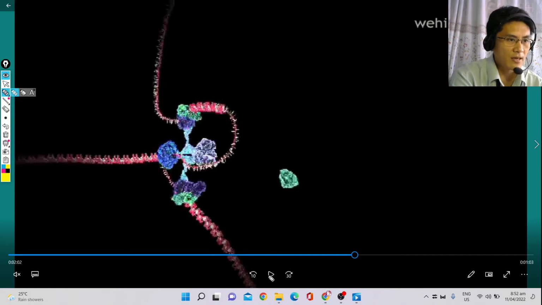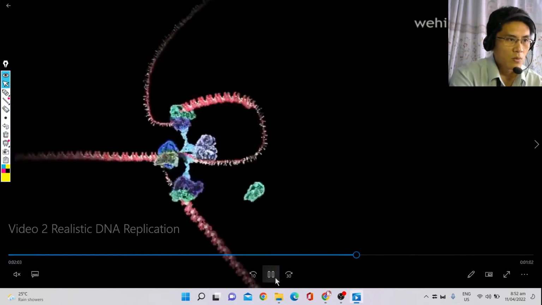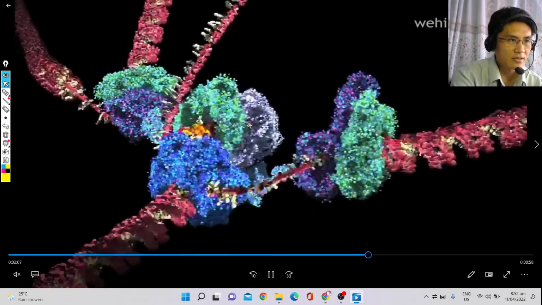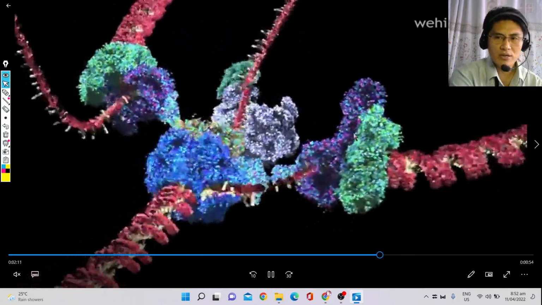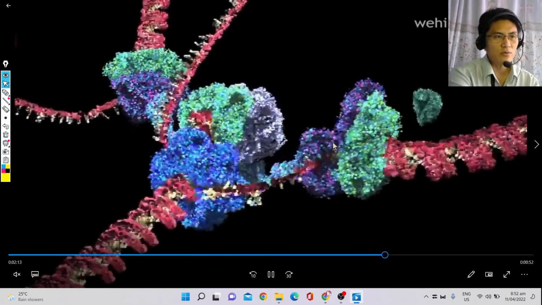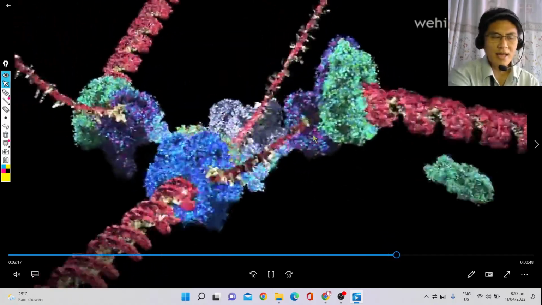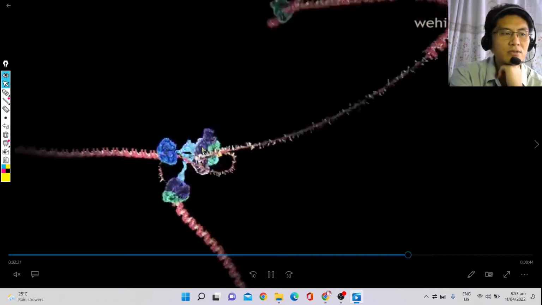If I play, sorry, I need to choose cursor. If I play, while the helicase is splitting the two strands, the DNA polymerases are working. The exonucleases are also working. The ligases are also working. The primases are also working. So it really happens very, very fast. And there's no step one, there's no step two.